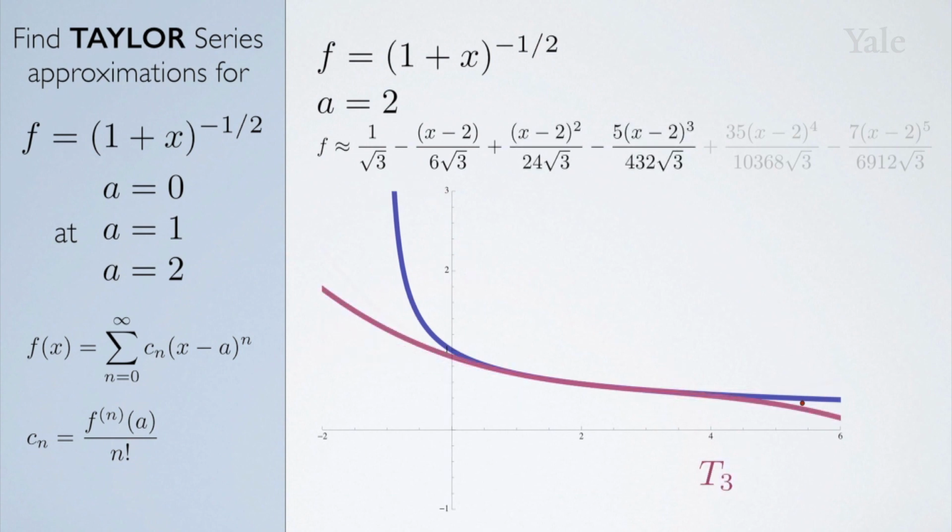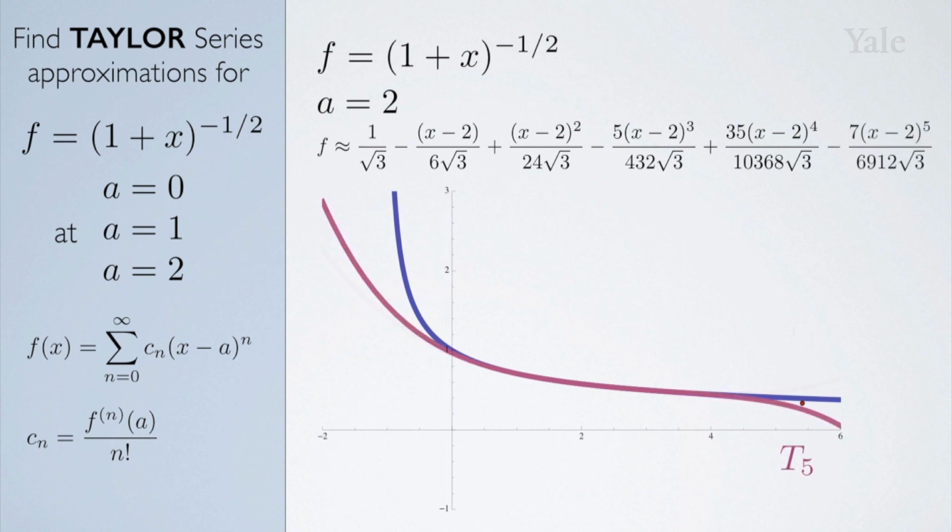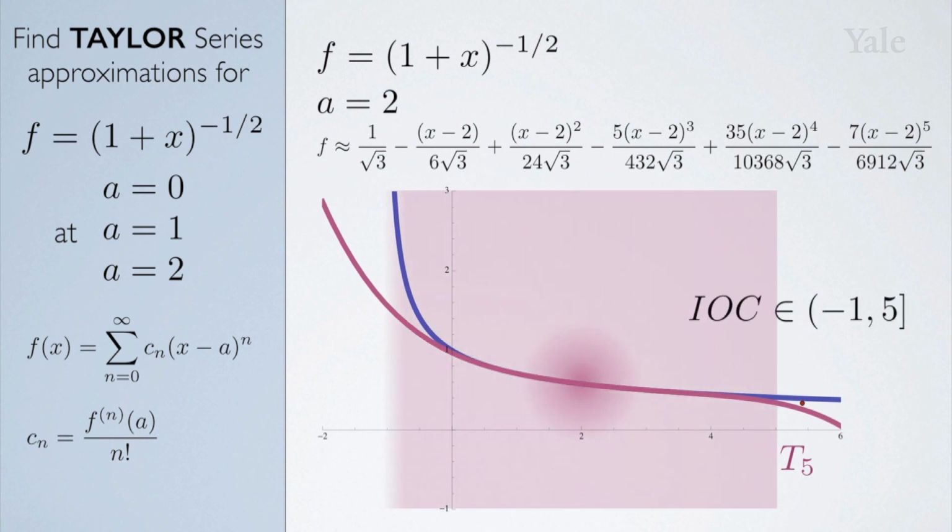And as we do this, again, we see visually that we have very high accuracy close to the center, poor accuracy as we go far away from that, and the interval of convergence is very wide. It happens to be between -1 and 5, including the right endpoint.